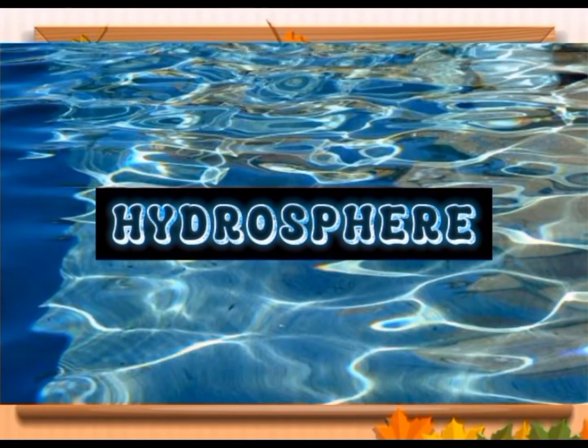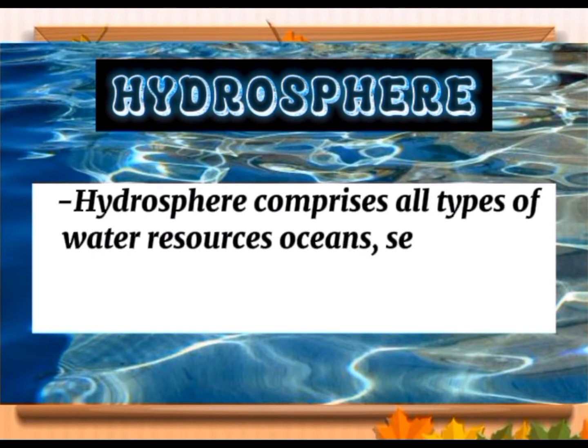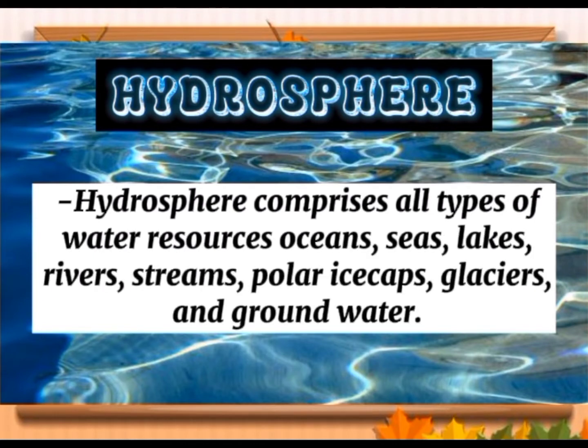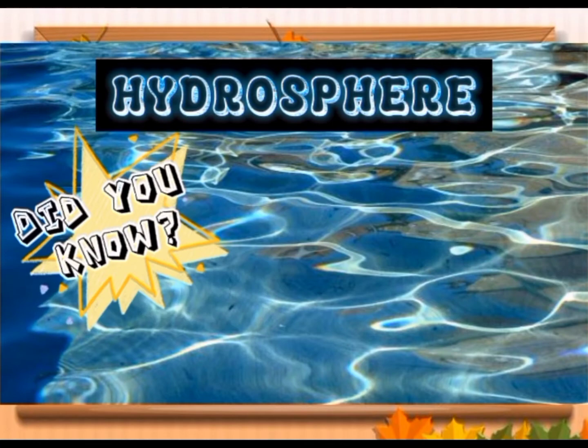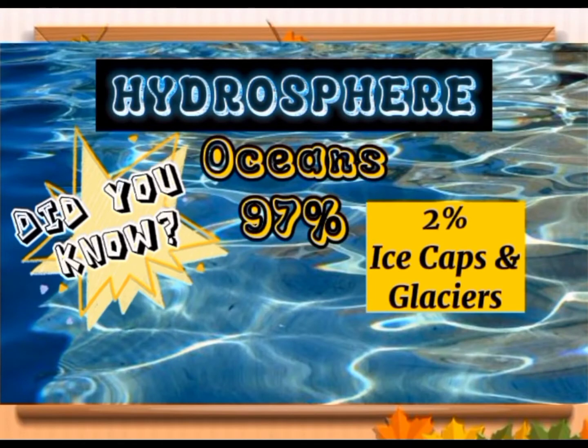Hydrosphere. When we hear about the hydrosphere, it comprises all types of water resources such as the ocean, seas, lakes, rivers, streams, polar ice caps, glaciers, and groundwater. Did you know that the ocean represents 97% of the Earth's water and about 2% of the water resource is locked in the polar ice caps and glaciers?